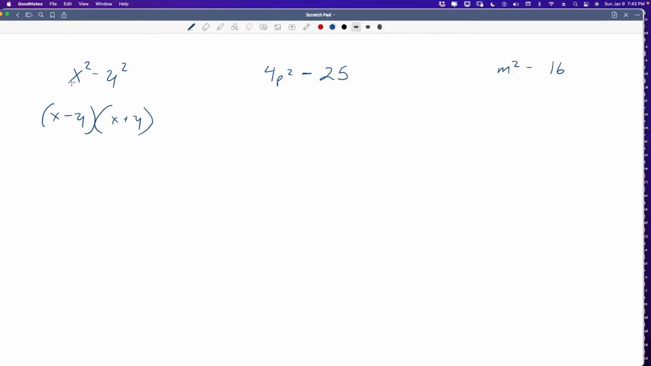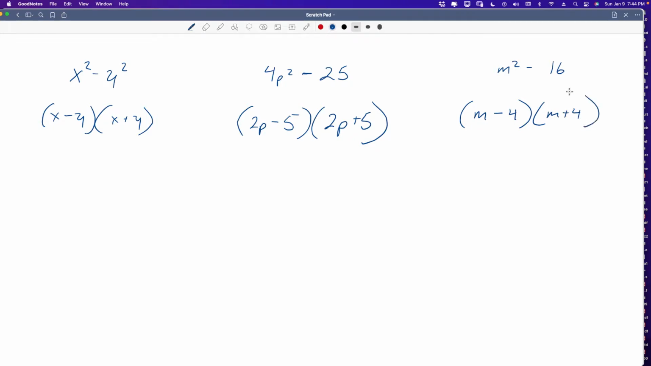All right, we unsquare each one and we say x. We say the first one minus the second one, the first one plus the second one, into two separate entities. Same thing here. We would put a radical sign over this or just mentally unsquare it, right? So this would be 2p minus 5. The square root of 25 is 5. And then we repeat it over here and just say plus 5. Same thing here. We have m minus 4 and m plus 4. And that is how you would factor the difference of these squares.